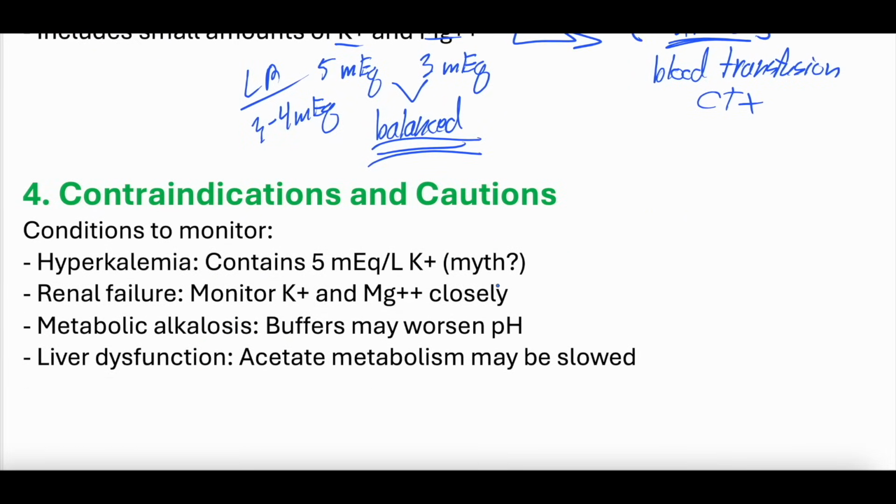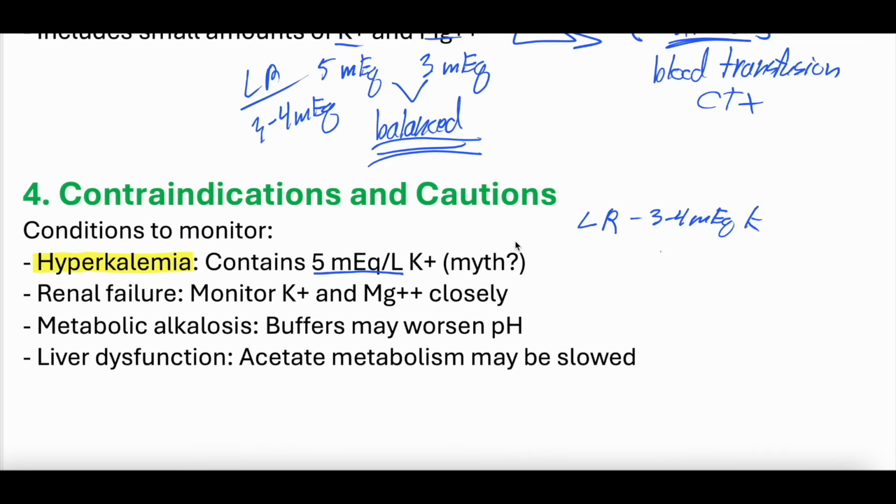Contraindications and cautions. So one of the things people talk about is if you have hyperkalemia or high blood potassium, should you give PlasmaLyte? Because as we said, PlasmaLyte contains 5 milliequivalents of potassium. People talk about the same thing for lactated ringers, which has like 3 to 4 milliequivalents of potassium. And they have studied this in lactated ringers and found that LR is a better solution to give than normal saline, even for hyperkalemia, because it's so much more balanced.